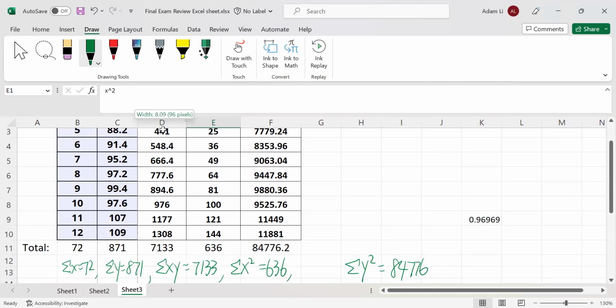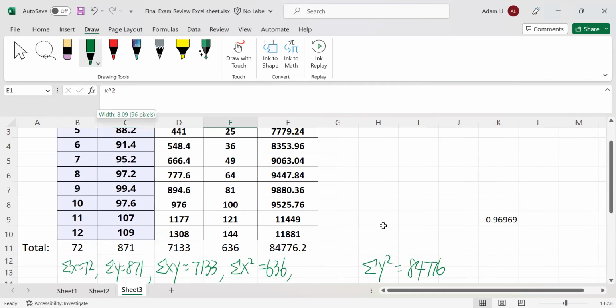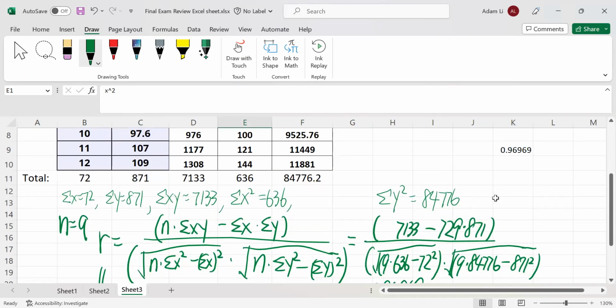I forgot to resize this, so this number is slightly off, right? The total of y squared should be 84776.2. So 0.2 here. So it's 9 times this 0.2. I'm going to quickly redo this. Let's go back here. It's 71.2. I'm going to put back that 0.2.